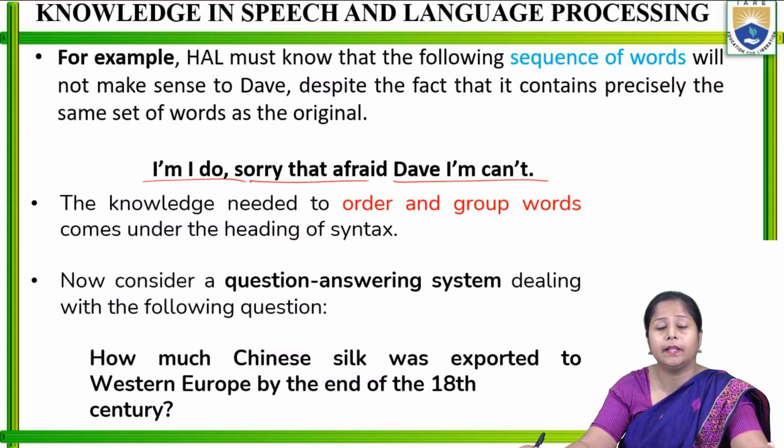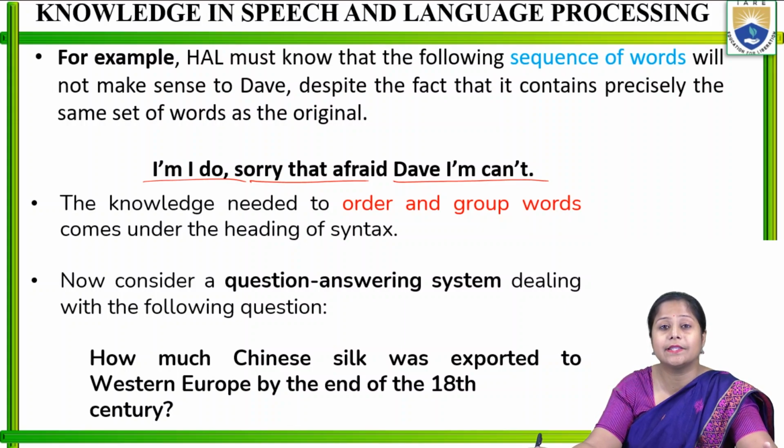In that earlier sentence, Dave gave an instruction to open the bay door, but the HAL machine said, sorry, I cannot do that. But here in this sentence, I am, I do, sorry, that, afraid, Dave, I cannot, this is an incomplete sentence. That is going to make confusion and a worse sentence, so there is no interpretation out of it that the HAL conversational system can actually make sense of.